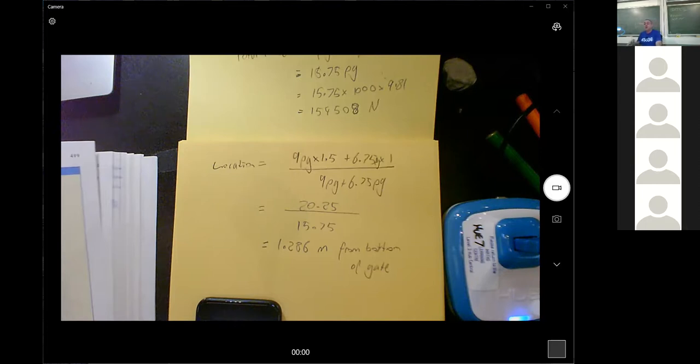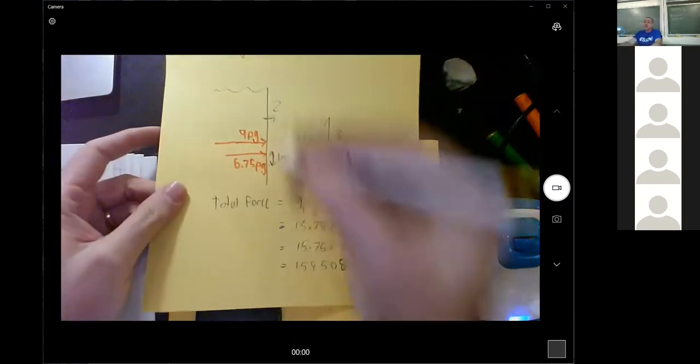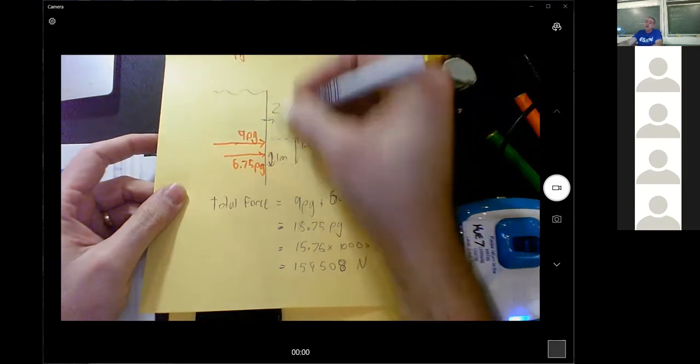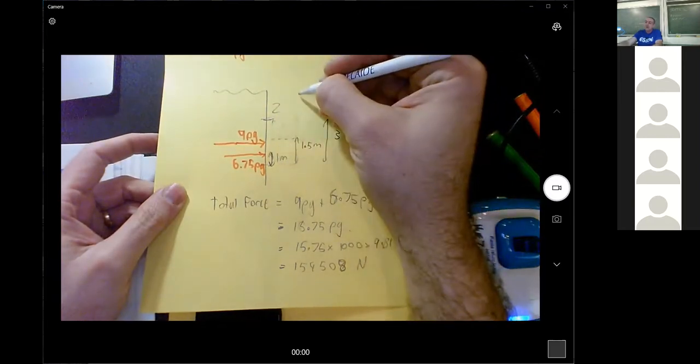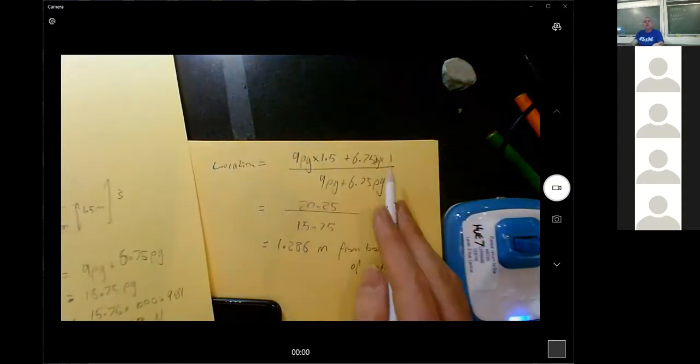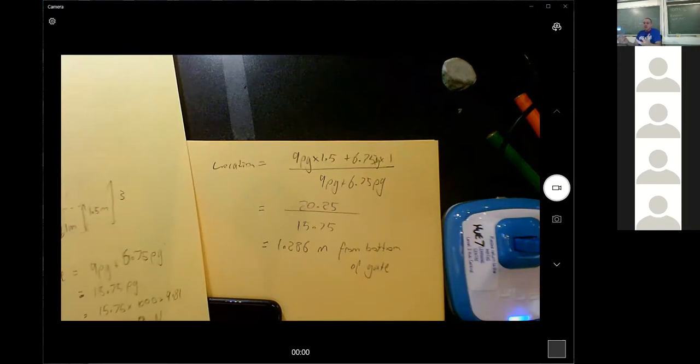You could have, if you wanted to, said it's this many meters from the water level, in which case you would have used the numbers 4 meters and 3.5 meters. And you could have done that same thing and figured out the average distance from the top of the water, and that would have been fine. But since they didn't specify how, as long as you're clear about exactly where it's measured from, you can use whichever number you want.